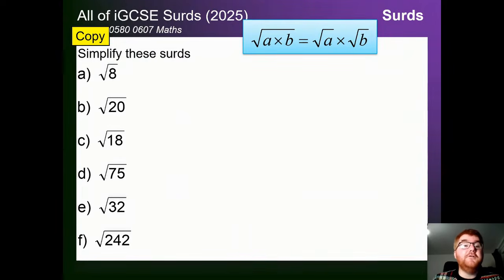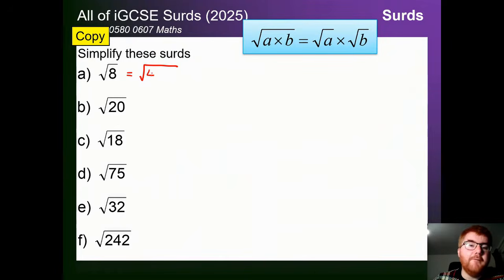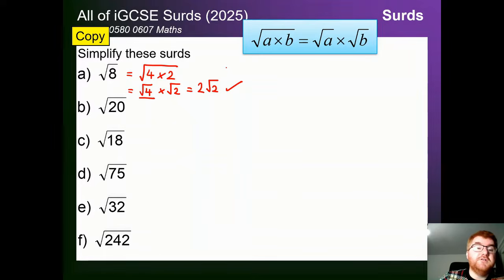Now, we'll go through a few questions here. Again, this is the way to really practice these skills. Okay, let's look at some of these questions and do the same skill. So I'm going to go through A first of all. So I want two numbers that multiply to give me 8, one of which comes from my list. Here we have 4 times 2. We split this across, so we get square root of 4 times the square root of 2. We can then change the nice number, the square root of 4, to 2, and leave the root 2 alone to give us 2 root 2.